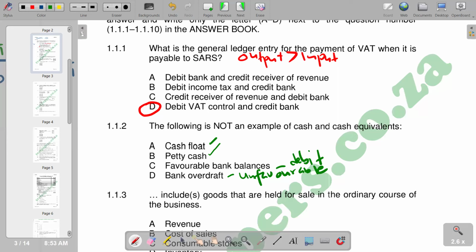In that scenario, it becomes a current liability. We take note that when you go to the balance sheet, the bank overdraft will go under current liabilities. So we have our correct response as D, which is not part of cash and cash equivalents.